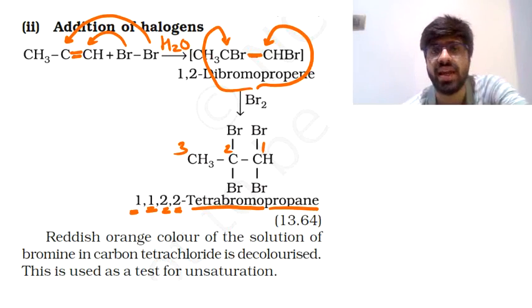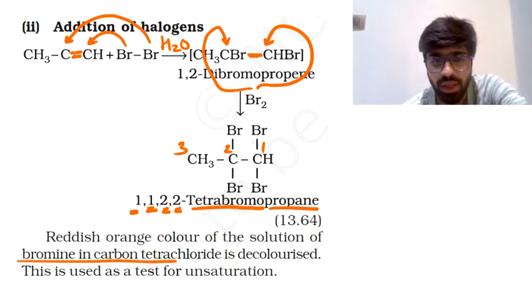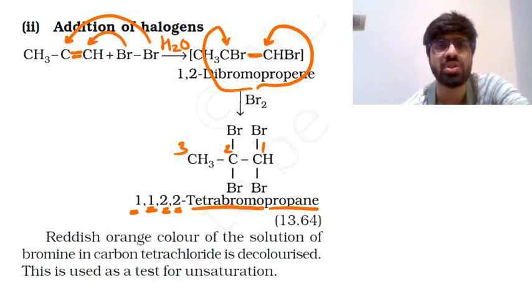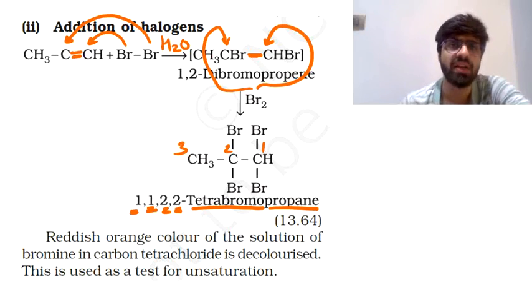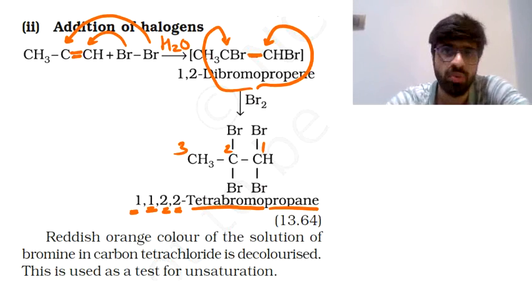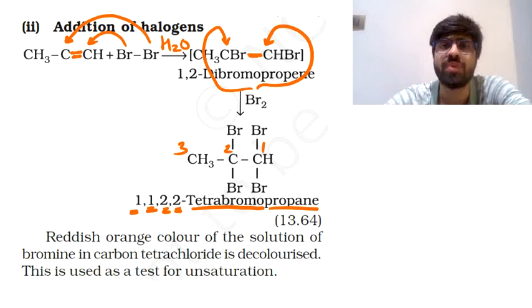In this reaction, what we say is bromine water is going to be reddish orange in color. So the reddish orange color of the solution of bromine in carbon tetrachloride is decolorized. That happens because you are consuming bromine in the reaction. That reddish brown color of the solution was because of the presence of bromine. And if you are consuming bromine in the reaction, the reddish brown color is going to fade away, or it is going to disappear.